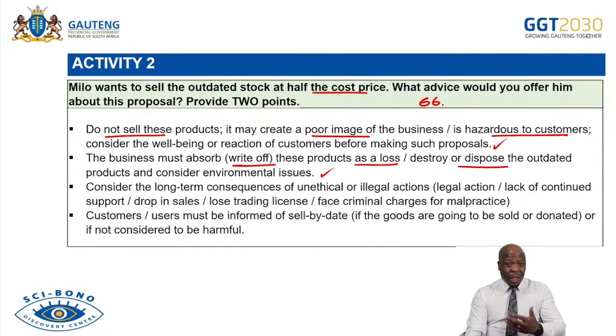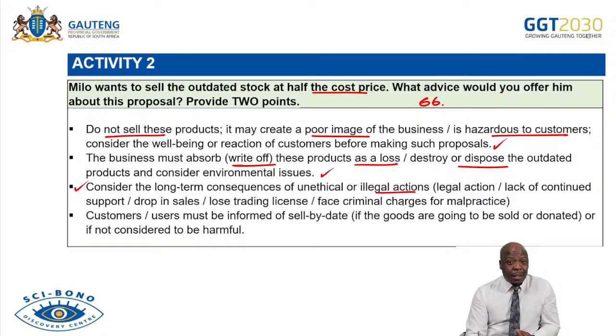So even as we destroy them, we must do it in a way that will not damage the environment as well. The third point is he must consider the long-term consequences of unethical or illegal actions. So what he wants to do is unethical and it is illegal.